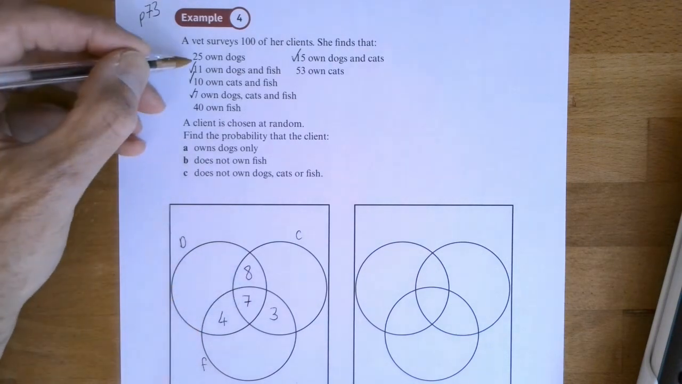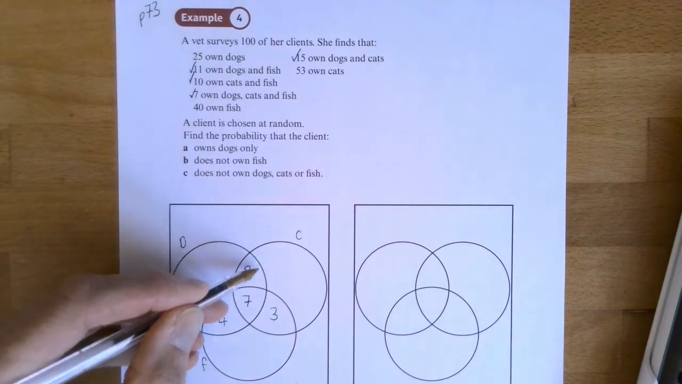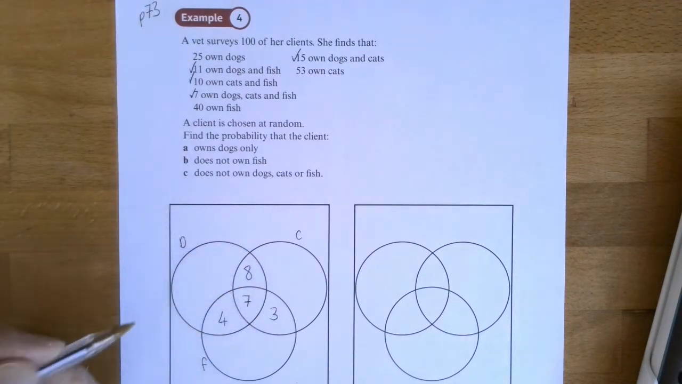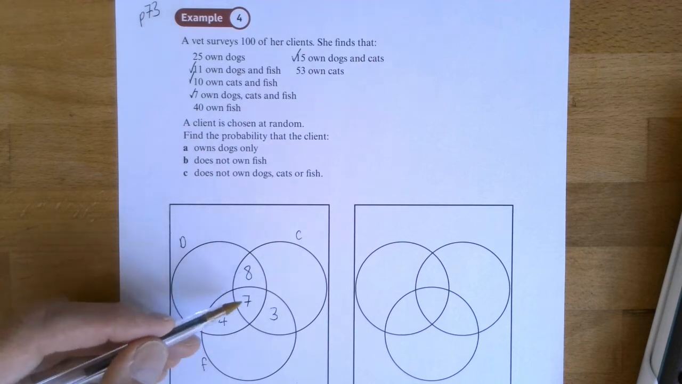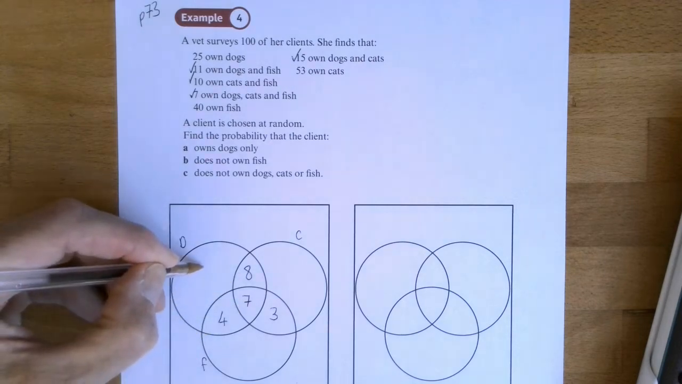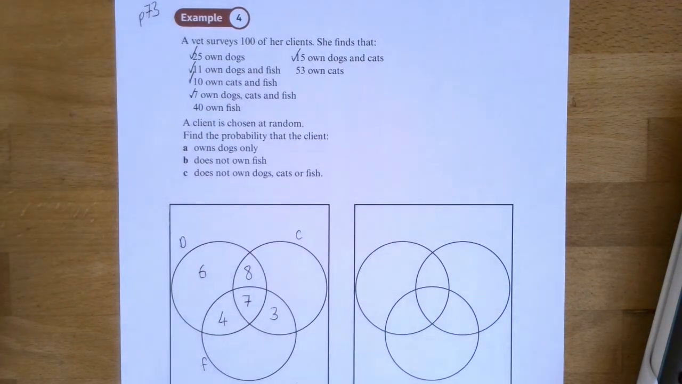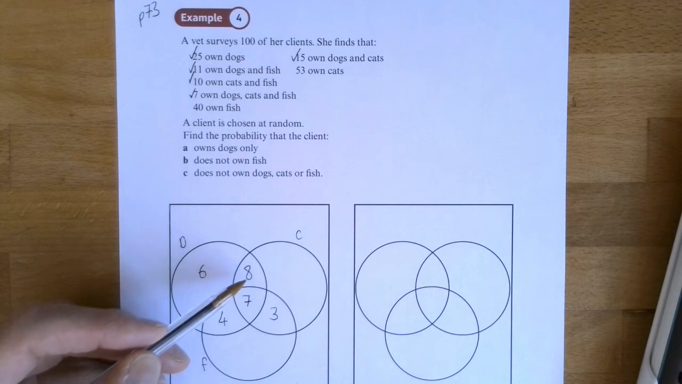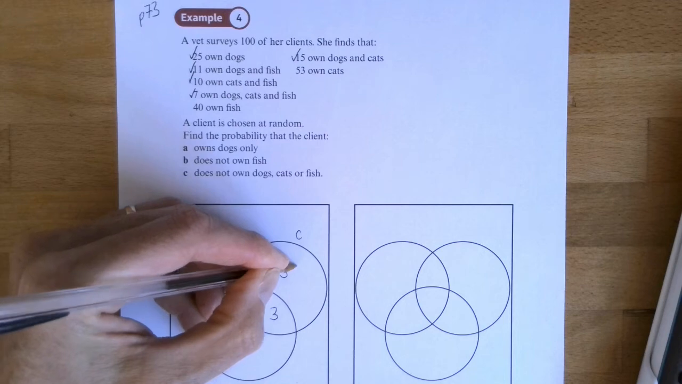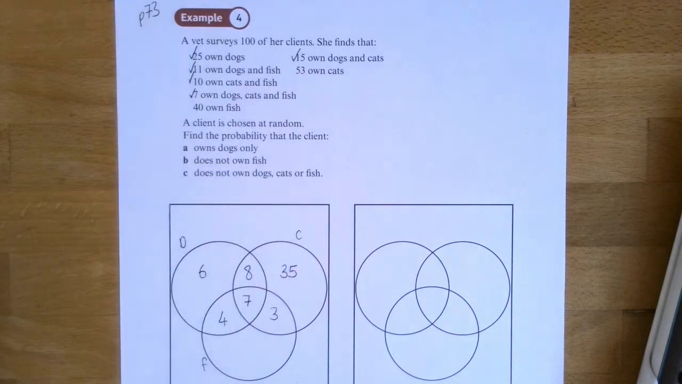I'm then told that 25 own dogs, so all of those need to add up to 25. So if I do 25, take away 8, take away 7, take away 4, I get 6. 53 own cats, so if I do 53, take away 8, take away 7, take away 3, I get 35. And 40 own fish, so if I do 40, take away 4, take away 7, take away 3, I get 26.